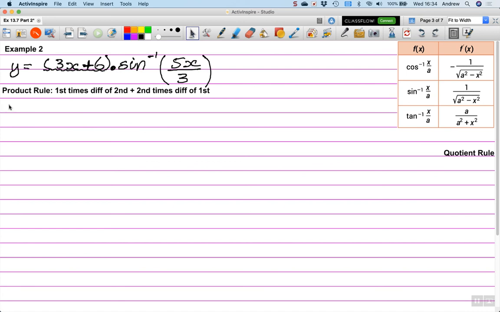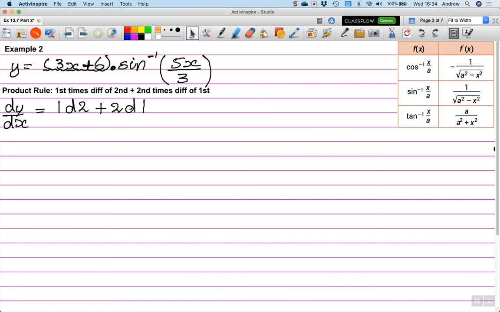But when we write down the product rule, we abbreviate it as we're saying it. So dy dx is equal to the first times the differential of the second plus the second times the differential of the first. So what we have to do now is do all the mathematics for it. That's what we have to do now. So what is the first function?